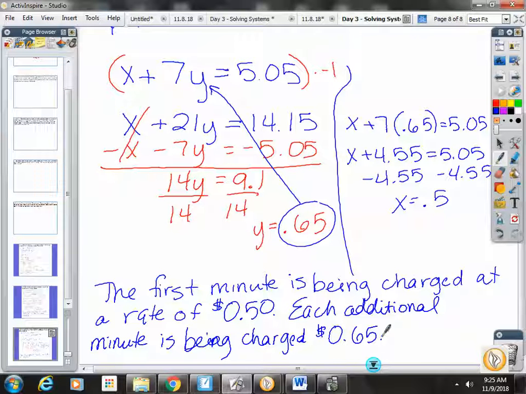So the first minute is being charged at a rate of 50 cents. Each additional minute is being charged 65 cents. Remember to make sure that your answers seem reasonable. If they're $65 or $50, that doesn't seem reasonable, especially for a phone call that costs $5.05 or $14.15. I think our answers seem reasonable for these problems. Alright, that's where I'm going to stop for today. Remember to define your variables, write your equation, of course, solve, and then to wrap it up with this sentence.